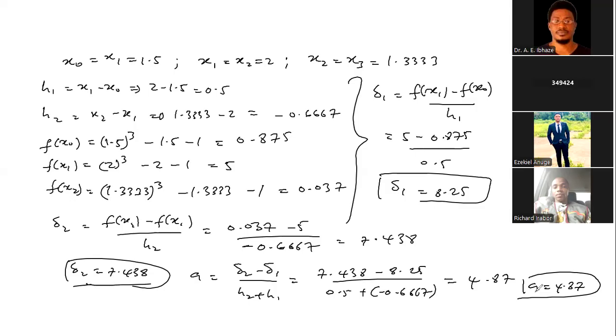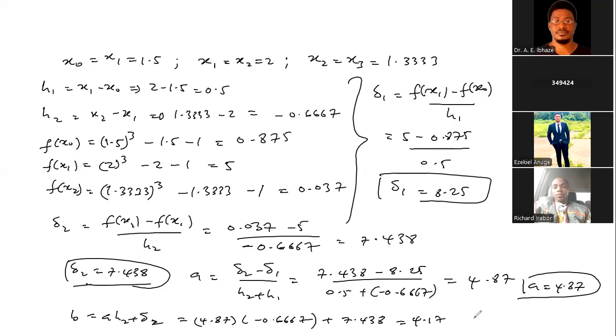Then we can evaluate B to be A H2 plus delta 2. And this will be the same as 4.87 into bracket minus 0.6667 plus 7.438. And this will give us 4.17.